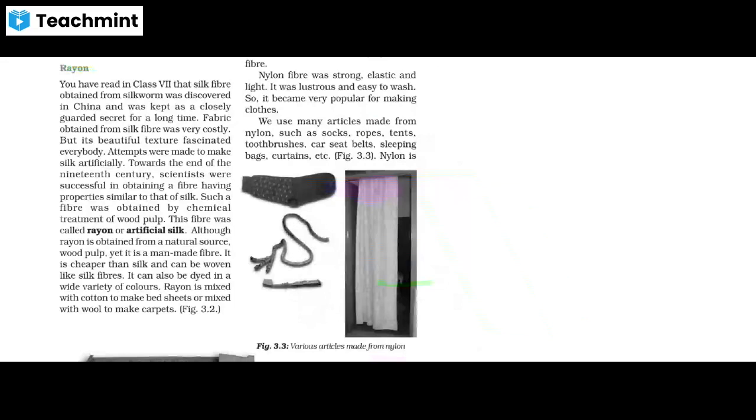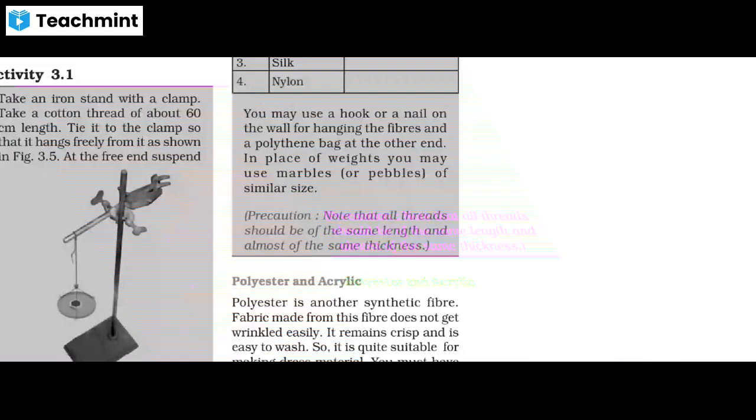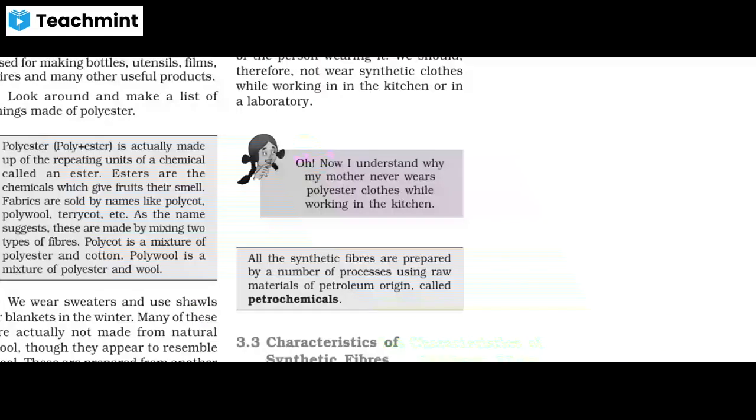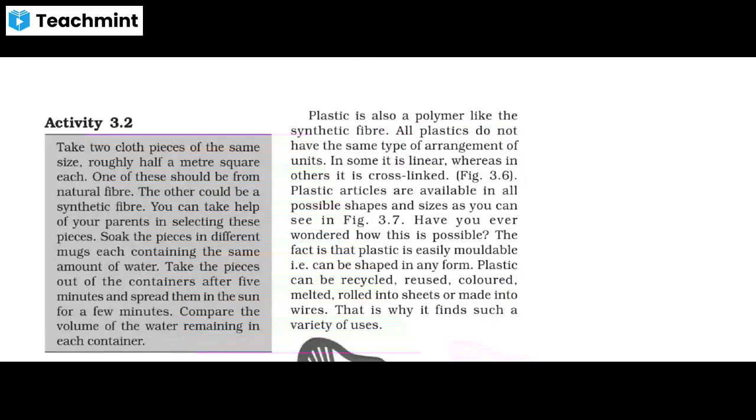The types of synthetic fibers are rayon and nylon, and polyester and acrylic, which we discussed. Now plastics is a different article. Plastic is also a polymer like the synthetic fiber. Just as these synthetic fibers are polymers, in the same way plastic is also a polymer.